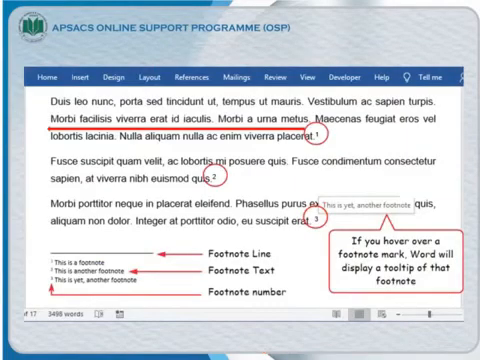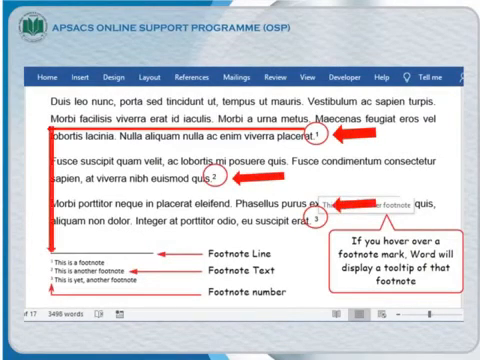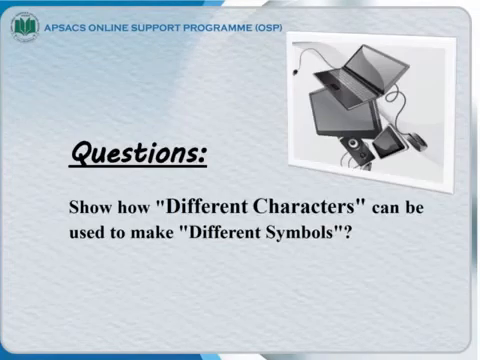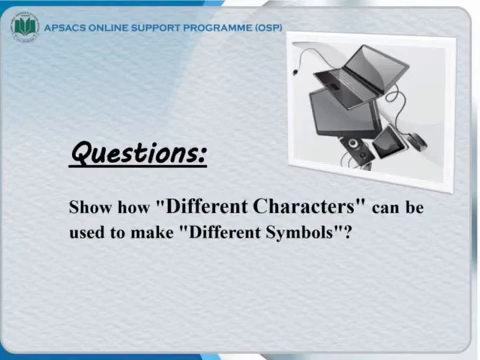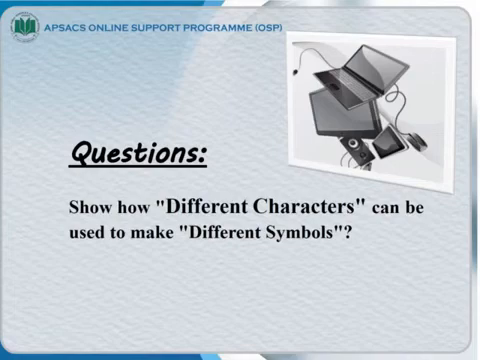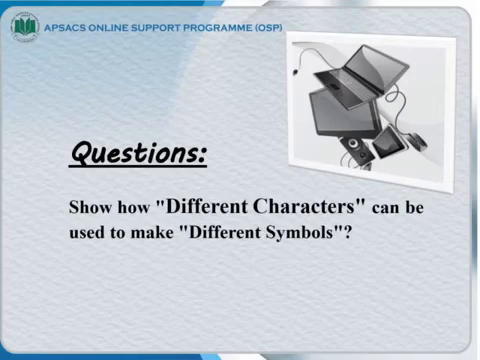You have inserted 3 footnote reference marks on the same page, and you can relate these footnote marks with the footnote text at the bottom of the page. At the end of the task, you have to answer this question that shows how different characters can be used to make different symbols. You can search the answer from internet, and this lesson will also help you in writing your answer.